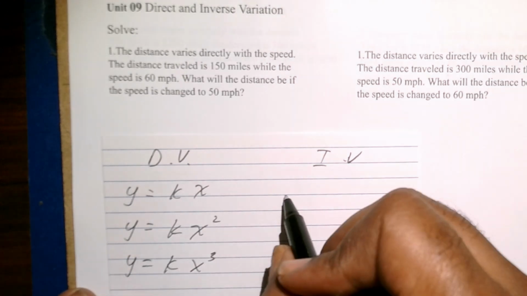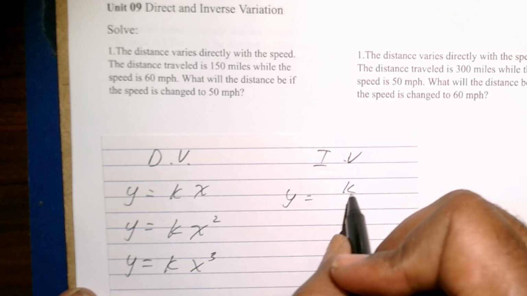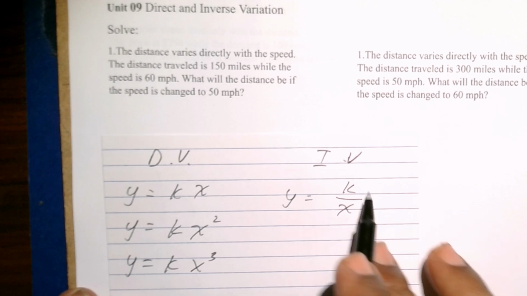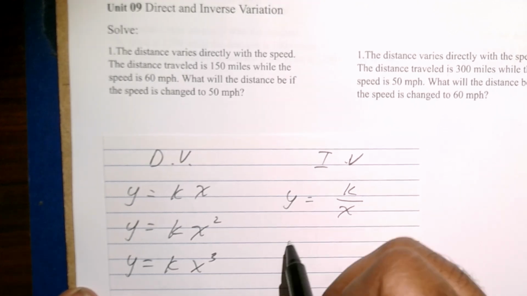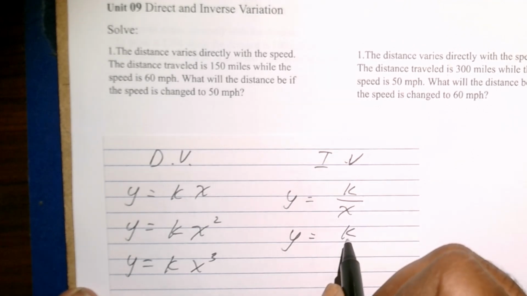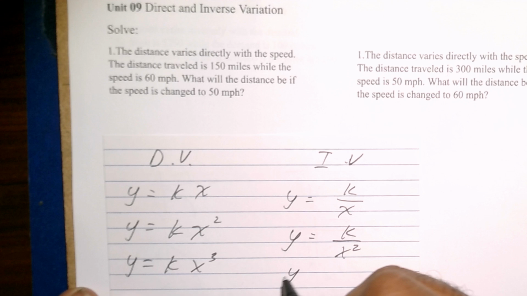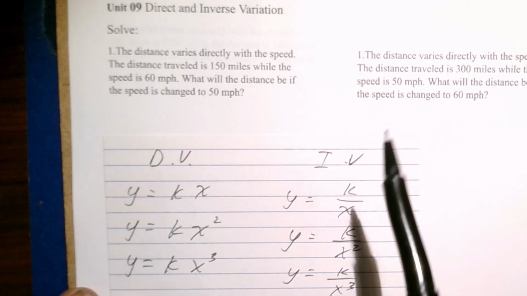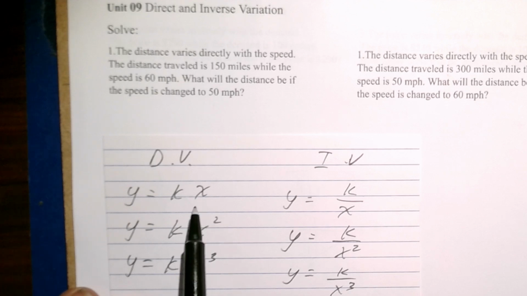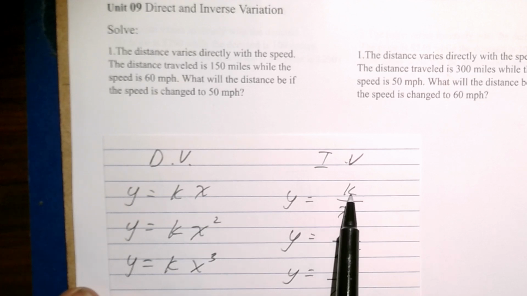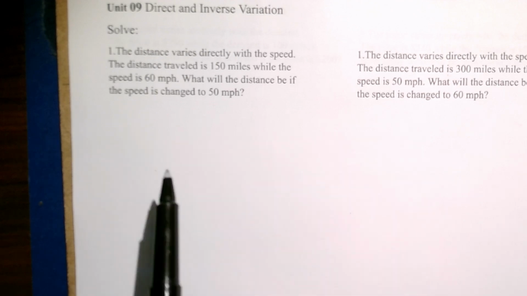Whereas the inverse, you'll have y equals k over x, and that'll give you an inverse variation where as the x increases, y will decrease. You can also have a constant over x squared, and maybe even a constant over x cubed. But again, it'll have the same look where over here the constant is multiplying and the x is multiplying. And over here, the constant is multiplying, but the x is dividing. Okay, so let's take a look at these questions.